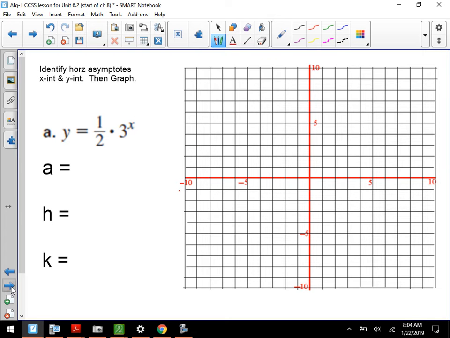Now, we're going to be able to figure out bits and pieces, okay? In this case here, what's the A value? It's a half, good. So your A value is 1/2. What's your H value?